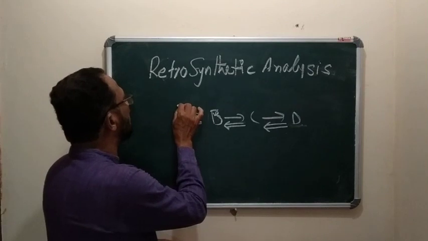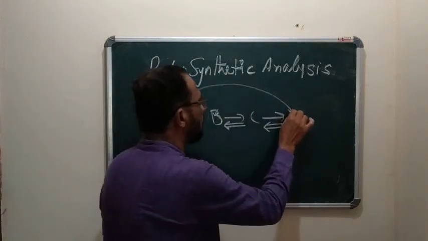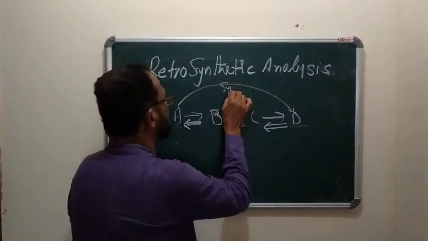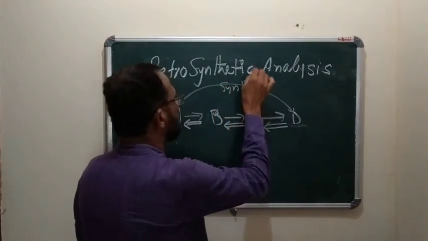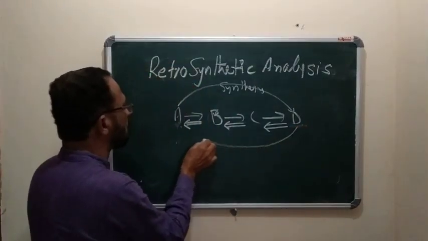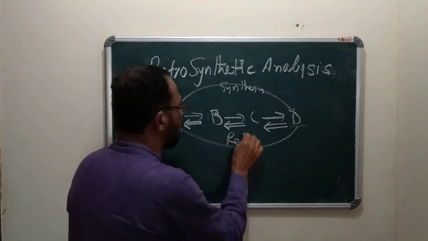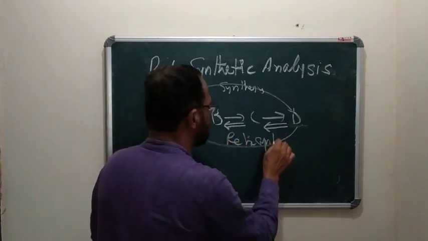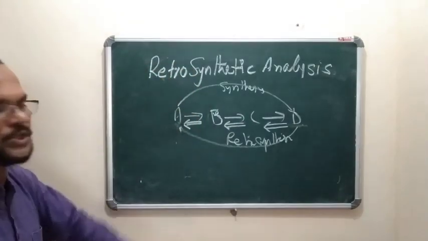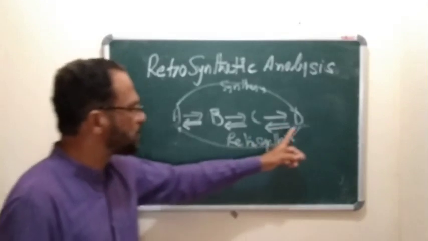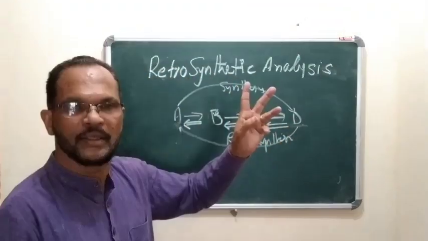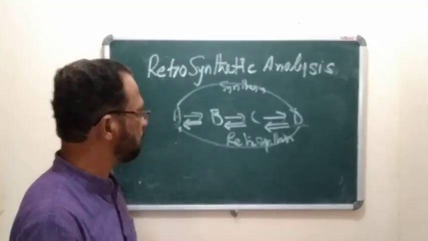So, the conversion of A into D, starting materials into product, is what is called the synthesis, while the reverse process is what is called a retrosynthesis. So what is retrosynthesis? Retrosynthesis is the reverse process of a synthetic route.